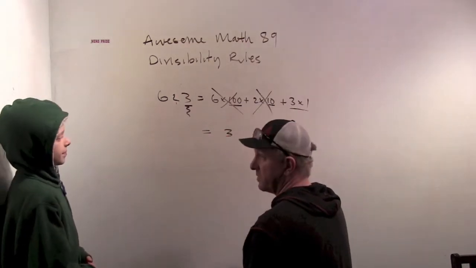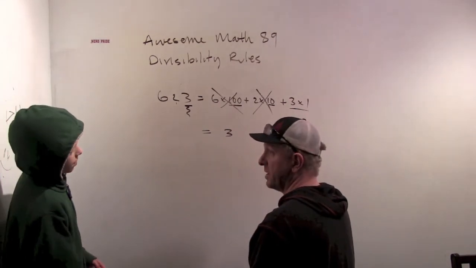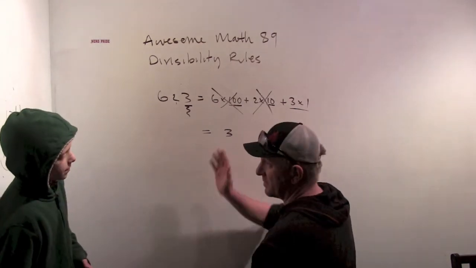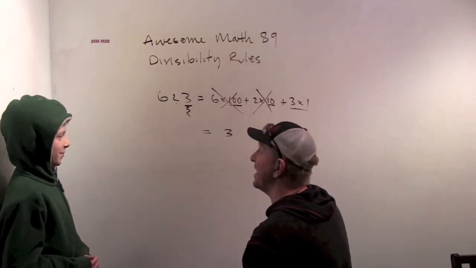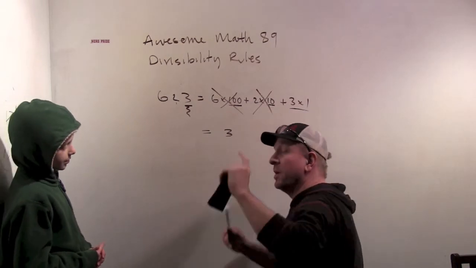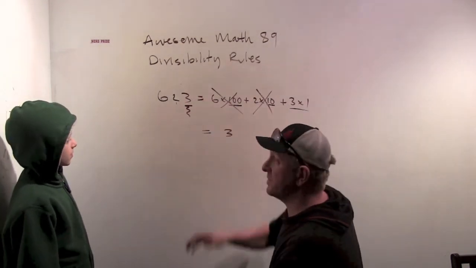So is 623 divisible by 5? No. What are the only last digits that would be divisible by 5? Well, 0 and 5. Very good. So there you go. One of the applications of modular arithmetic is understanding the divisibility rules.